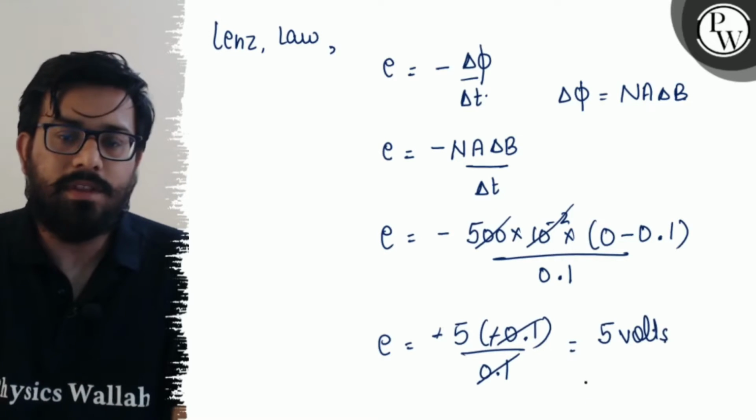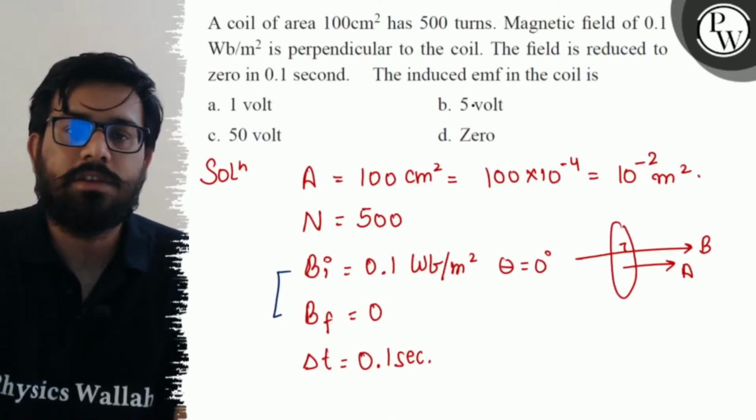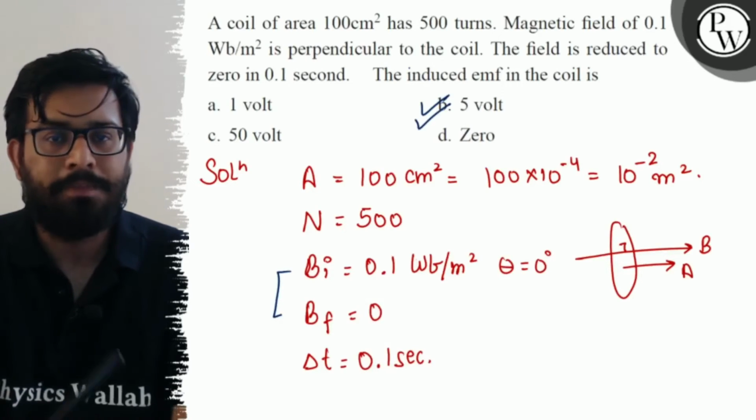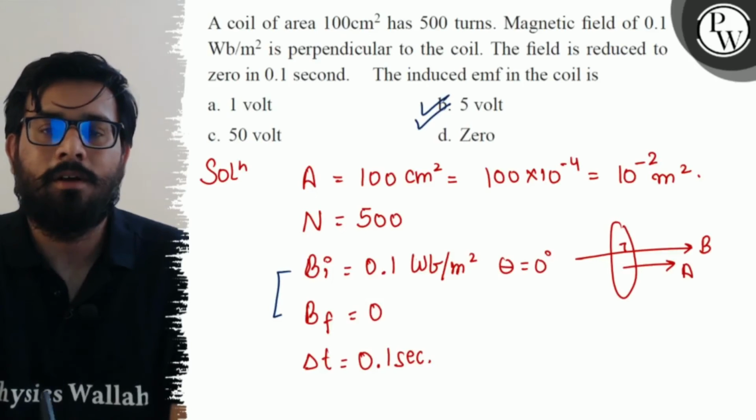So the induced EMF in this question is 5 volts, which is your B option. So B option is the right answer. Okay, you got the concept. Okay, all the very best.